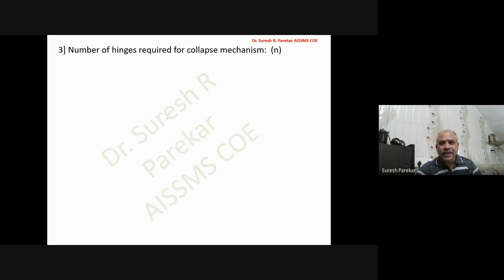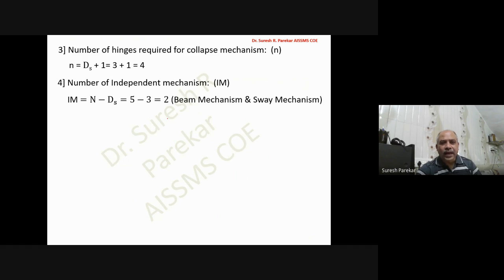Then the number of hinges required for the collapse mechanism is ds plus 1, which is 3 plus 1, equal to 4. Then we have n minus ds, which is 5 minus 3, equal to 2. So we have one beam mechanism and another, the sway mechanism.